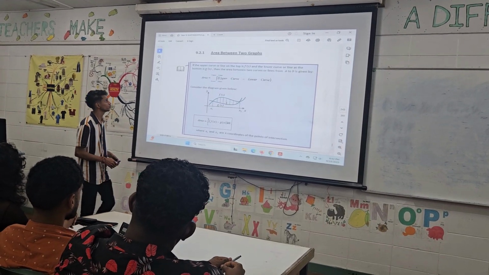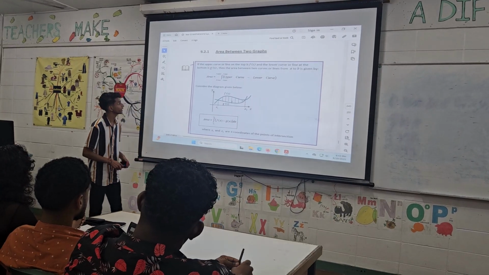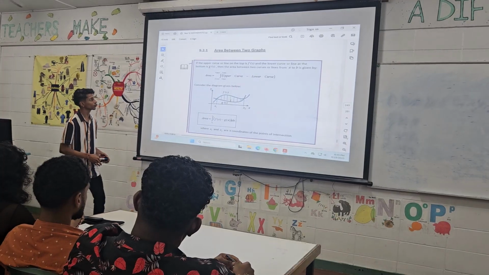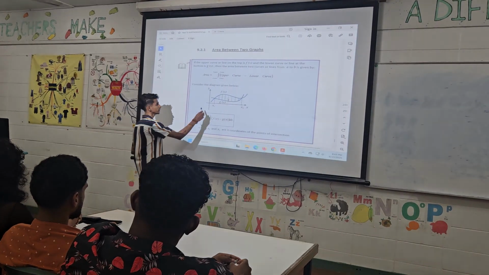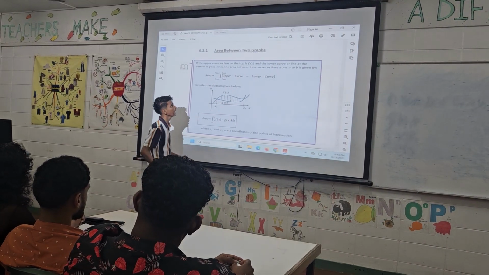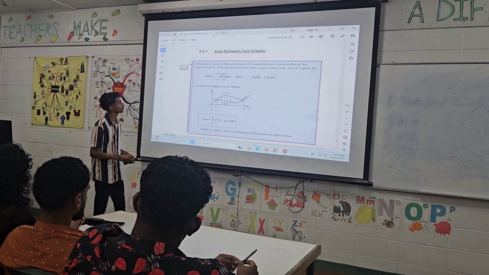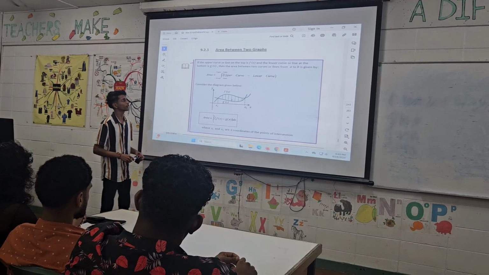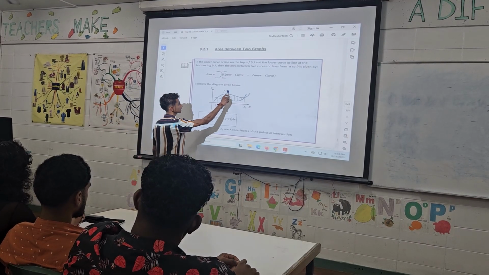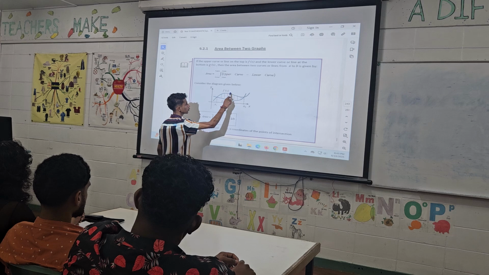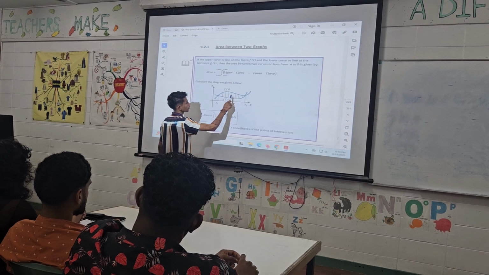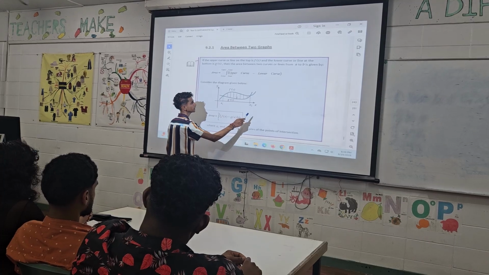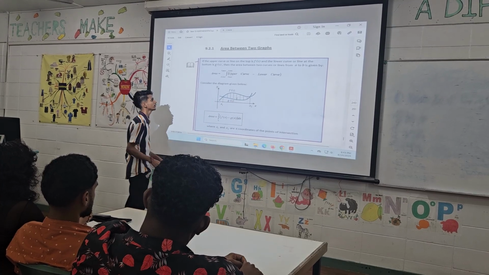So today we are going to discuss the topic of area between two graphs. If the upper curve, or the line on top, is f of x, and the lower curve, or the line at the bottom, is g of x, then the area between the two curves from A to B, which can be considered x1 as A and x2 as B, is given by this formula to calculate area.